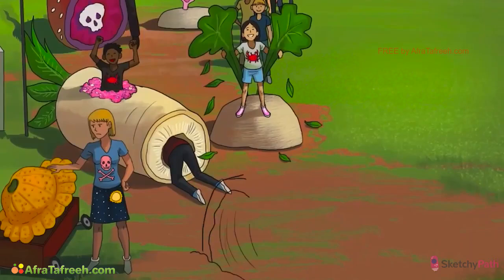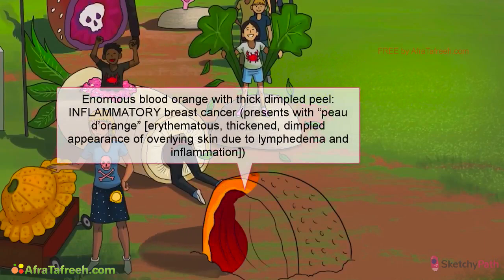For our next type of breast cancer, let's head over to the fruit section. That absurdly large blood orange represents so-called inflammatory breast cancer. Inflammatory breast cancer is an aggressive form of locally advanced breast cancer. The most characteristic finding is peau d'orange, an erythematous, thickened, and dimpled appearance of the skin overlying the affected breast.